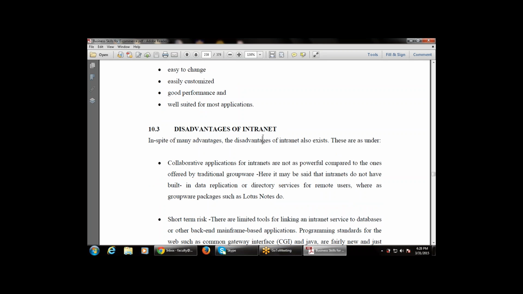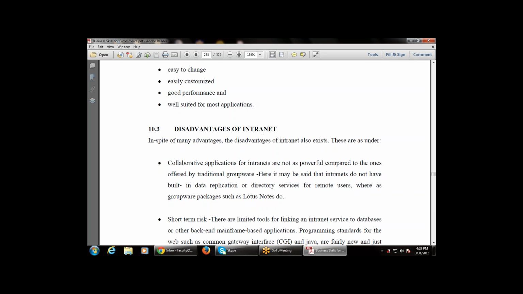The first point says collaborative applications for intranet are not as powerful compared to the ones offered by the traditional groupware. That is the collaborative applications. If I want to use some application, it is not perfectly done in the case of intranet as compared to the powerful internet. Here it may be said that intranet does not have built-in data application or directory services for remote users, whereas groupware packages such as Lotus Notes do.